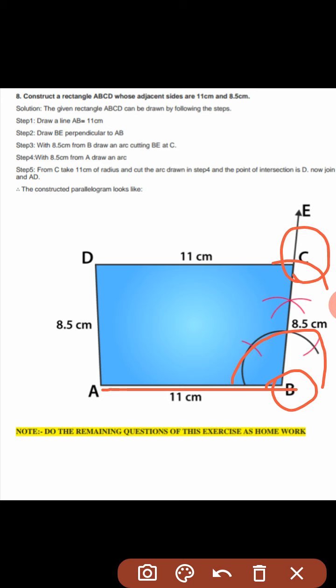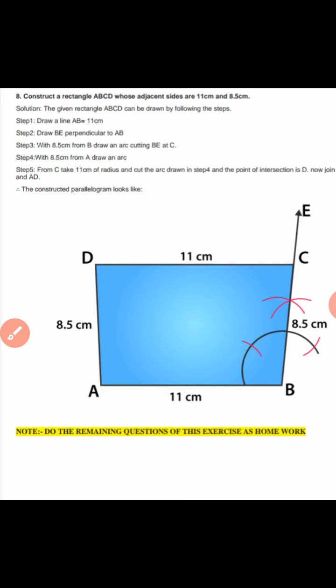Now next step, with 8.5 centimeter from A, draw an arc. So from A we have to cut an arc of 8.5 centimeter at D, and from point C we have to cut an arc of 11 centimeter. Now we can join these lines. So by joining these lines, this ABCD will be completed, and this ABCD will be a rectangle. So in this way we can complete this rectangle.